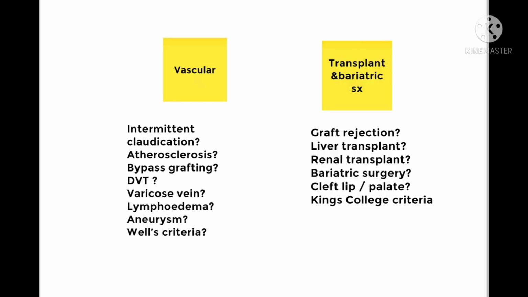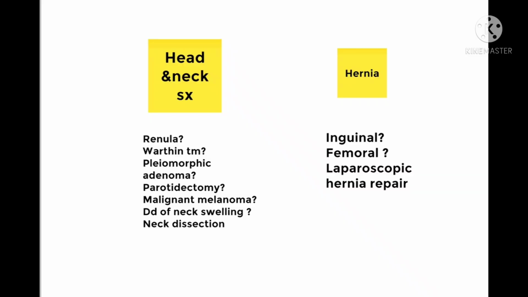Next is vascular. In vascular you have to do DVT, varicose veins, and the most important score we all know, the CEAP score, you have to do that. Then from transplant and all, graft rejection, liver and renal transplant, bariatric surgery, cleft lip, these things. From head and neck surgery you can see the list: ranula, Warthin tumor and malignant melanoma, and from hernia, these things.